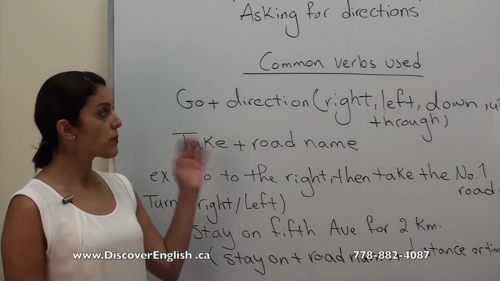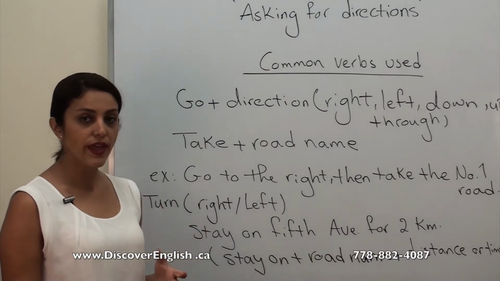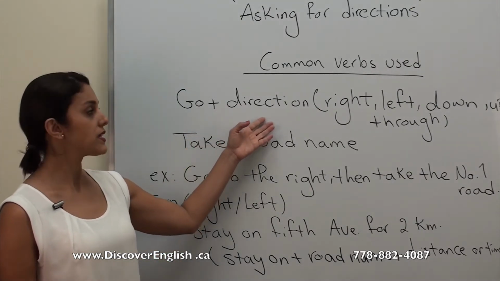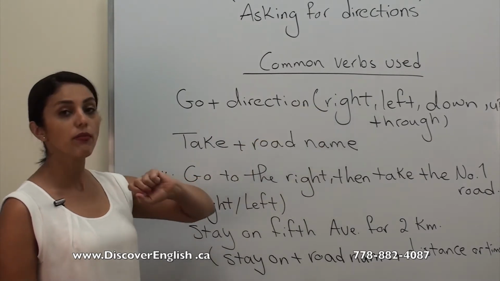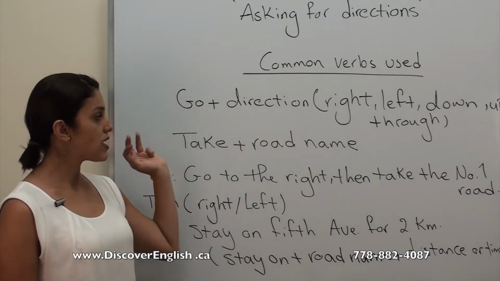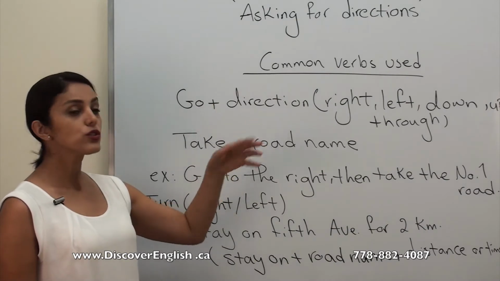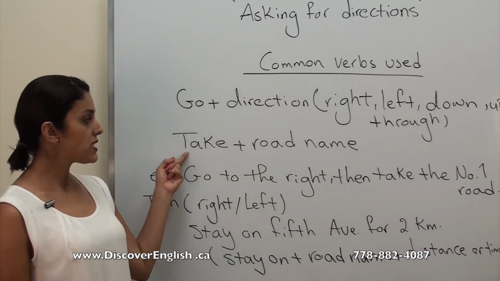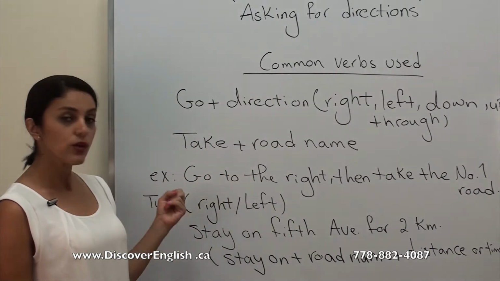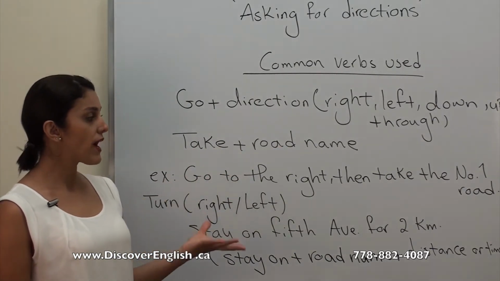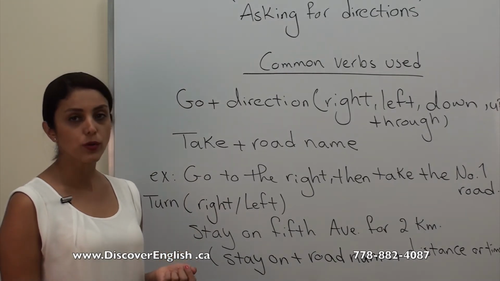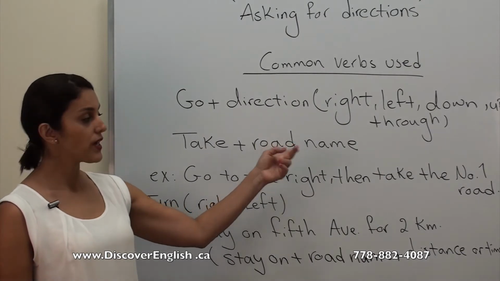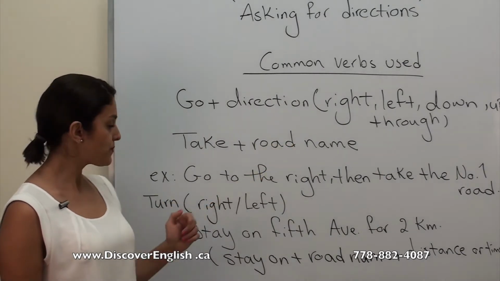Now I want to teach you some common verbs used whenever you're giving directions. You can say go plus direction, like right, left, down, up, through, or straight. So you can say go straight, or go right, or go to your left, okay? Take plus road name. Look at the example here. Go to the right, then take the number 1 road, okay? So take plus the name of the road, right? Take the number 1 road.